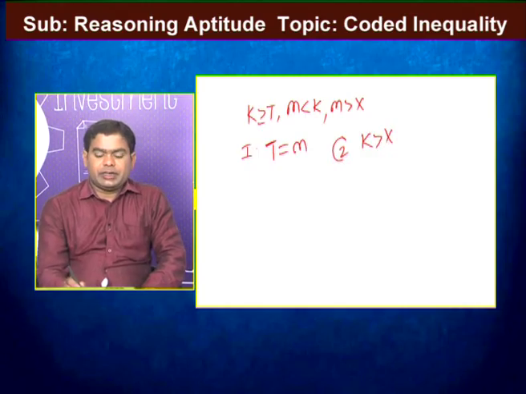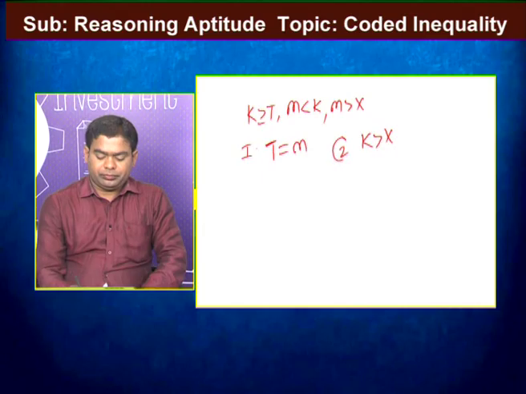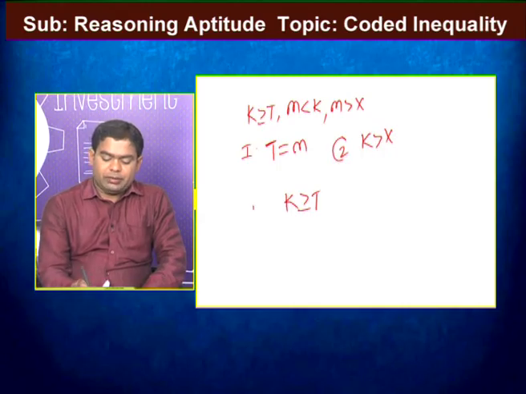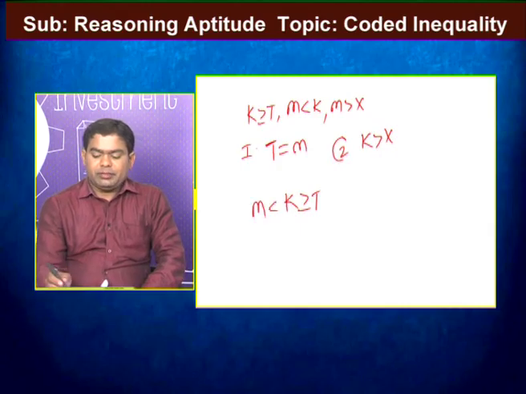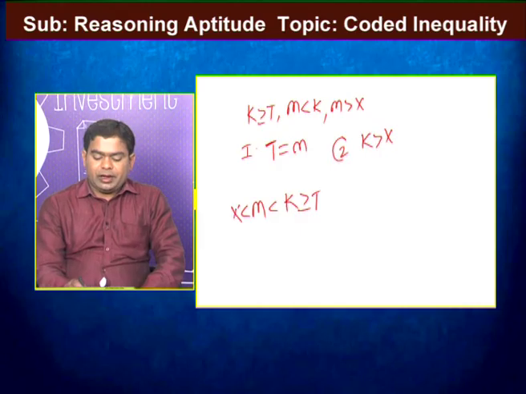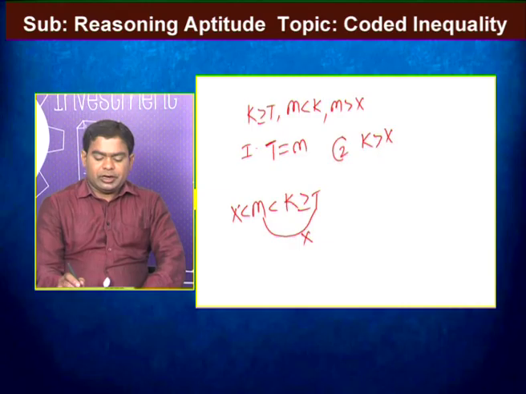First of all we combine the given statement. K greater than or equal to T. Next, K is related with M, that means M less than K. Again M is related with X, that means X less than M. So X less than M less than K greater than or equal to T. This is the combined statement. In this combined statement, we verify the relation between M to T. In between M to T, opposite inequalities are there. That means relation does not exist.